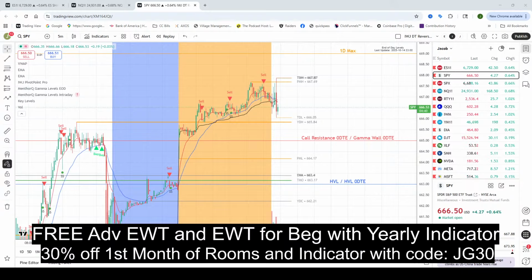NASDAQ needs to get through 24,875-ish, 24,860, 875 in that zone. They get through that, and we should see some pretty quick selling. If they don't get through that, then we can see a buy back to the one-day max here.